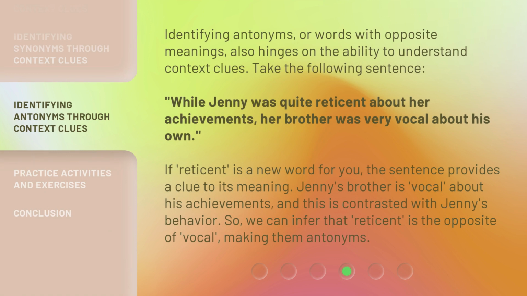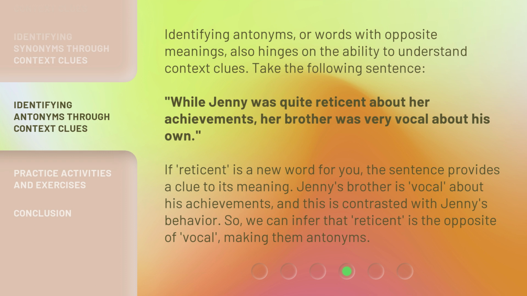Identifying antonyms, or words with opposite meanings, also hinges on the ability to understand context clues. Take the following sentence. While Jenny was quite reticent about her achievements, her brother was very vocal about his own. If reticent is a new word for you, the sentence provides a clue to its meaning.